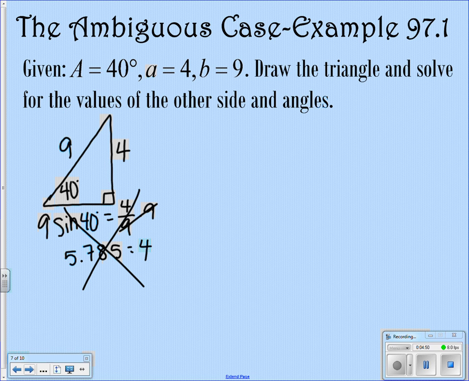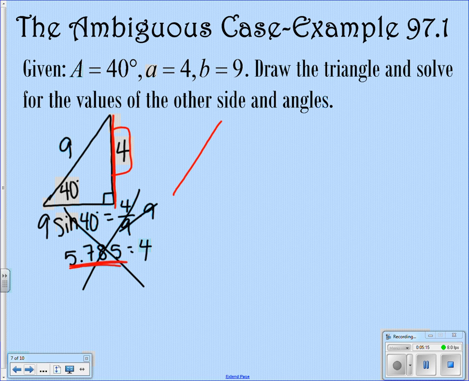So what that means is I do not have a right triangle, because if it had been a right triangle, then the sine of 40 would actually be 4 over 9. But since those don't match up, we do not have a right triangle. Now this number is actually bigger than our 4 here. This side length is actually supposed to be 5.785 with the rest of the decimals.